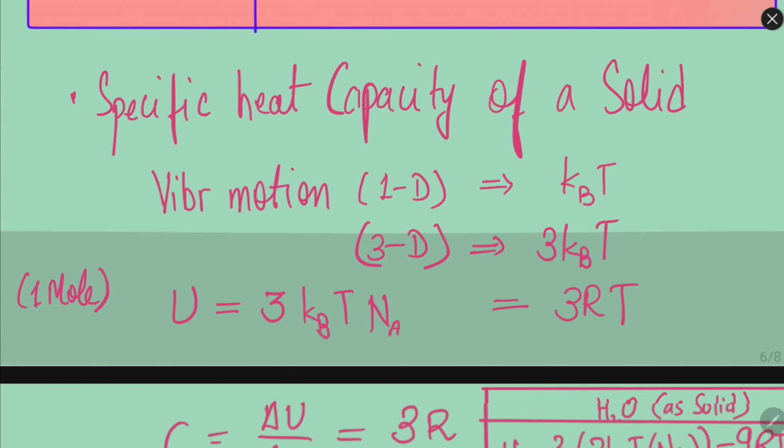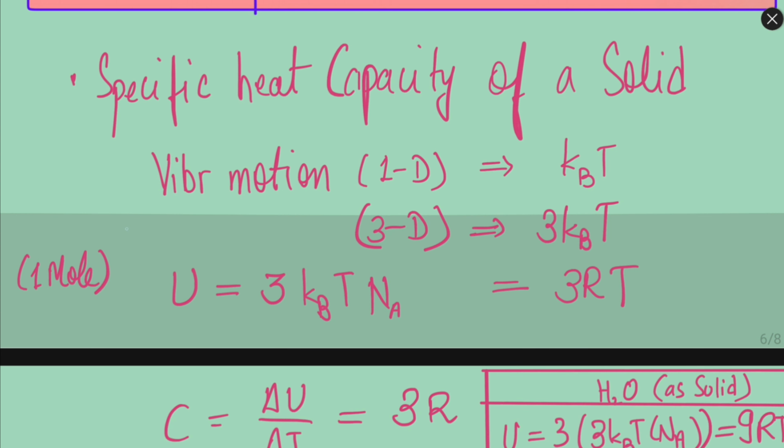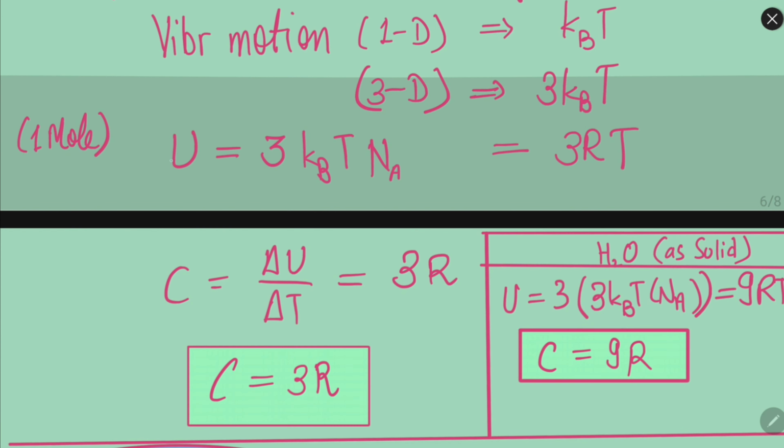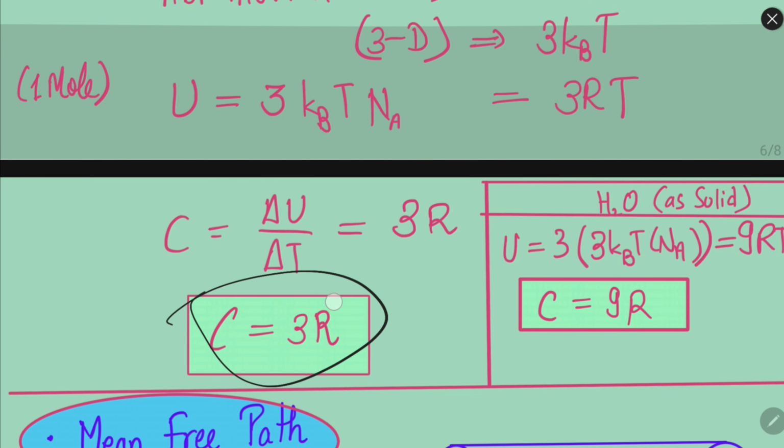Specific heat capacity of a solid: the vibrational component in 1D will have only kBT, in 3D it will be 3 kBT. For 1 mole, U will be 3 kBT or 3 RT, so C will be 3 R. So these are different situations.